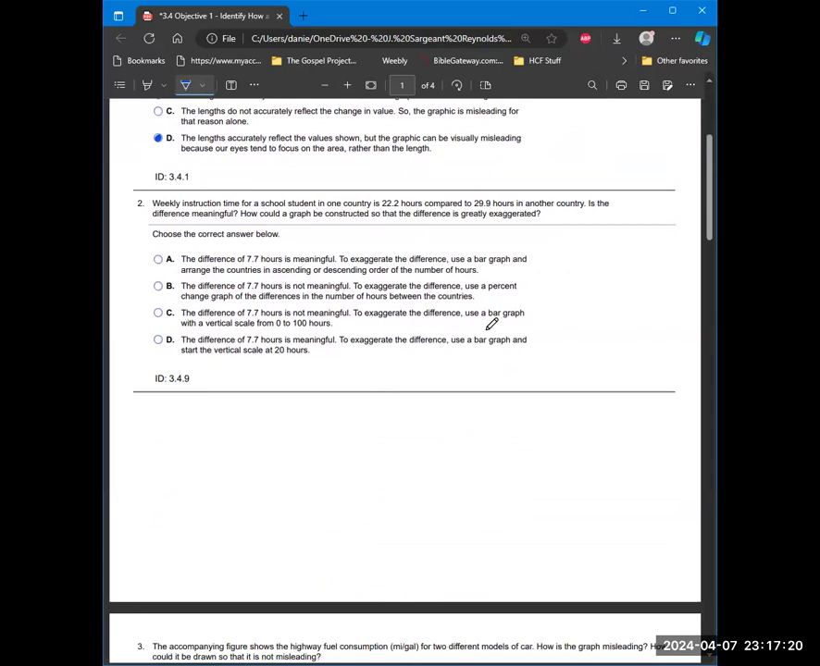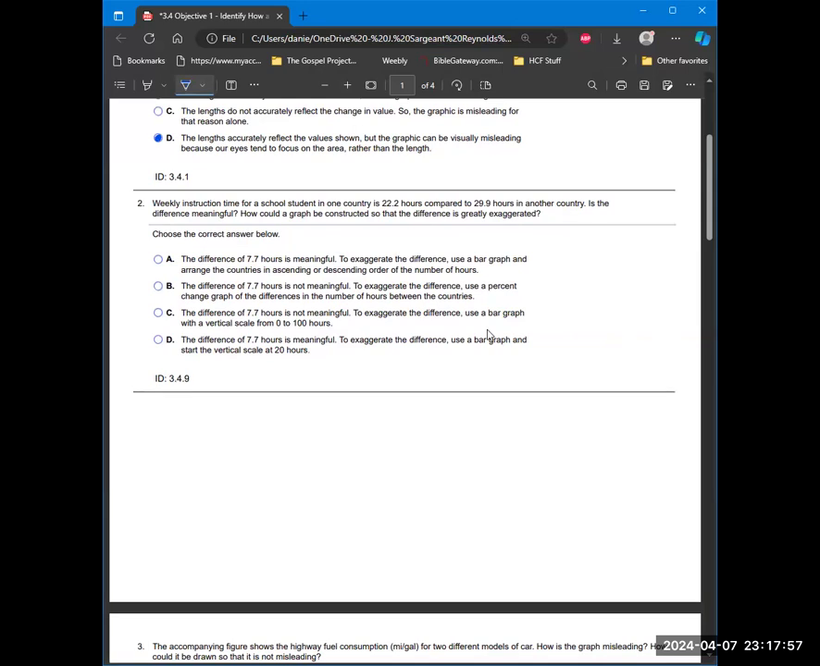Weekly instruction time for a school student in one country is 20.2 hours compared to 29.9 hours in another country. Is the difference meaningful? And how could a graph be constructed so that the difference is greatly exaggerated? So the difference of 7.7 hours is meaningful. To exaggerate the difference, use a bar graph and start the vertical scale at, say, 20 hours.